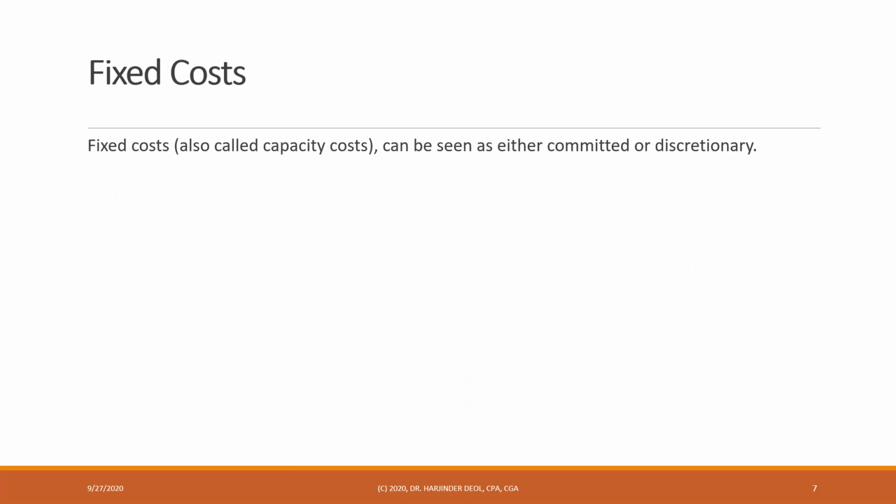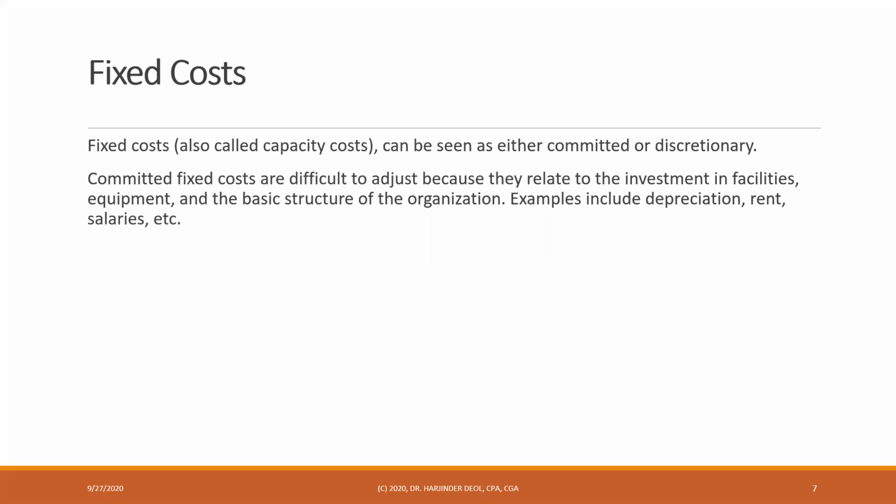Now, these can either be seen as committed or discretionary fixed cost. Committed fixed costs are difficult to adjust because these are the things that companies have committed to on a long-term basis, such as depreciation, rent, salaries, and property taxes. So they are long-term commitments. They are not as easy to get out of.